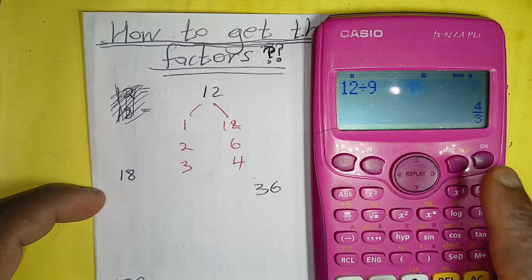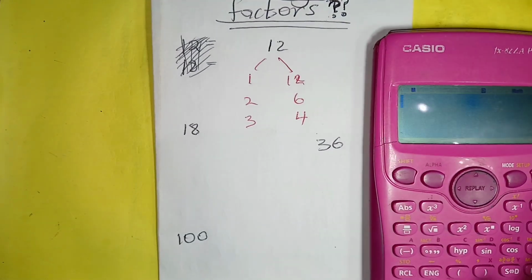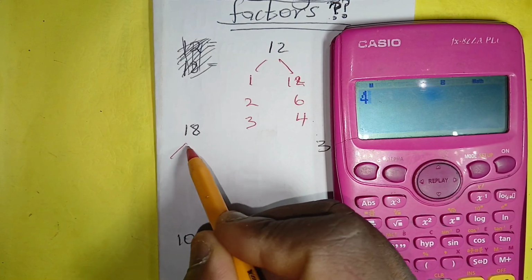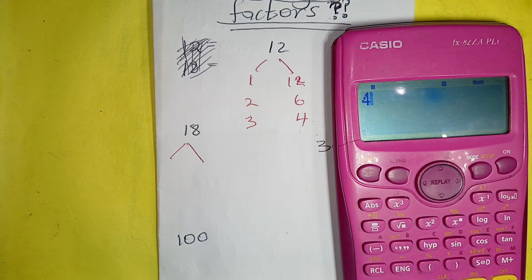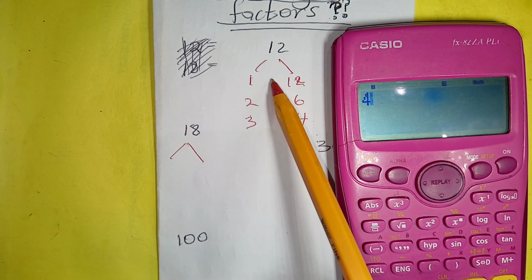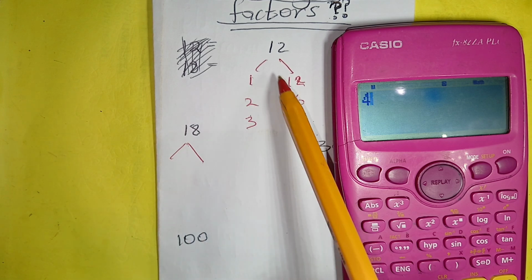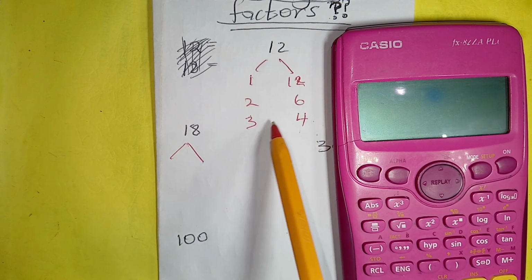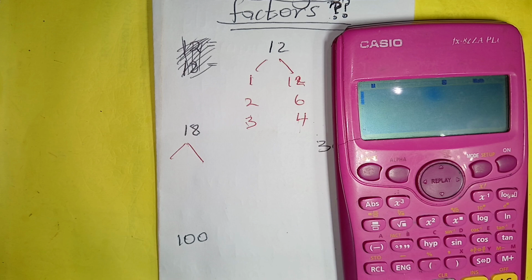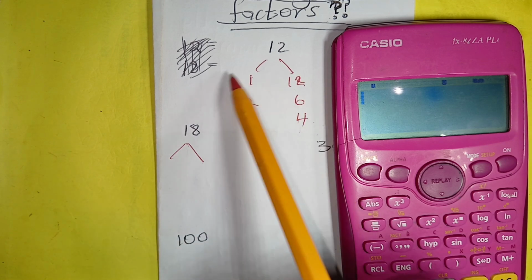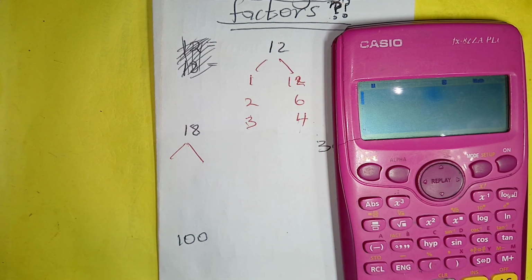So let's try to get the factors of 18. First, all these ones are just the factors of 12. When you multiply each pair of factors, they will give you 12. This multiplied by that is 12. But now we are finding the factors, not multiples. I'll go for multiples after I'm done with highest common factor.